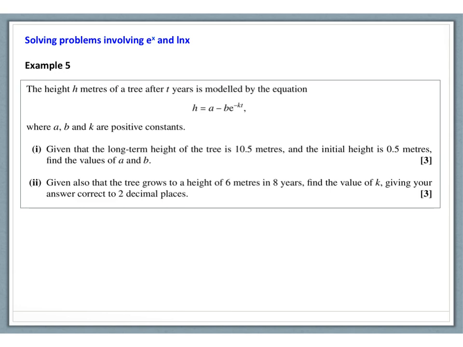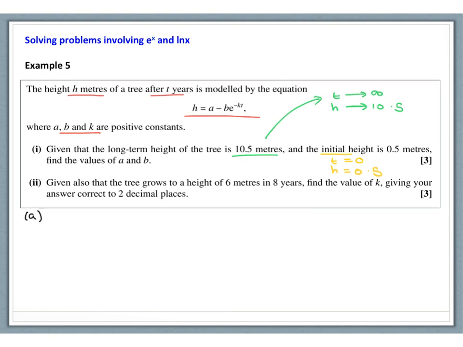Example 5. The height, h metres, of a tree after t years is modelled by this equation here. a, b and k are positive constants. Given that the long-term height of the tree is 10.5 metres, so again, let's interpret this information. This tells us when t approaches infinity, h approaches 10.5. The initial height is 0.5 metres, so that tells us when t equals 0, h equals 0.5. We need to now find the values of a and b.